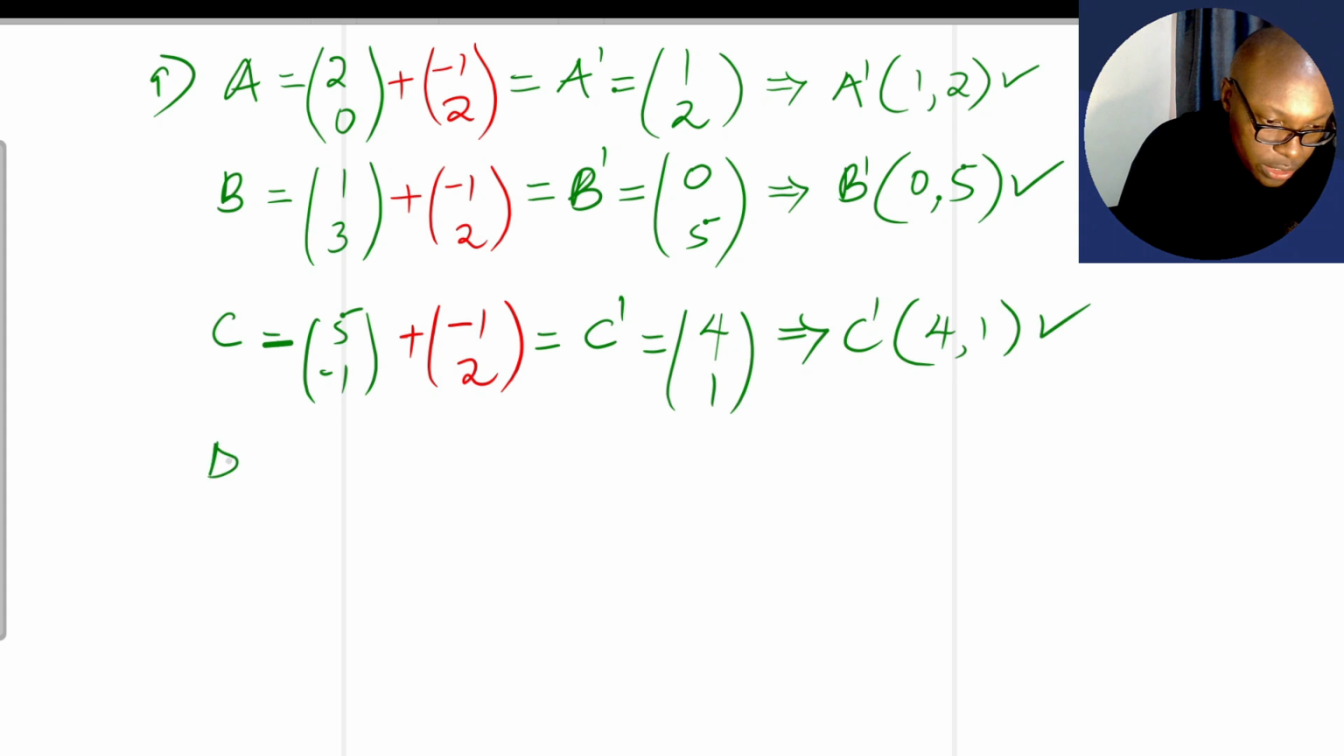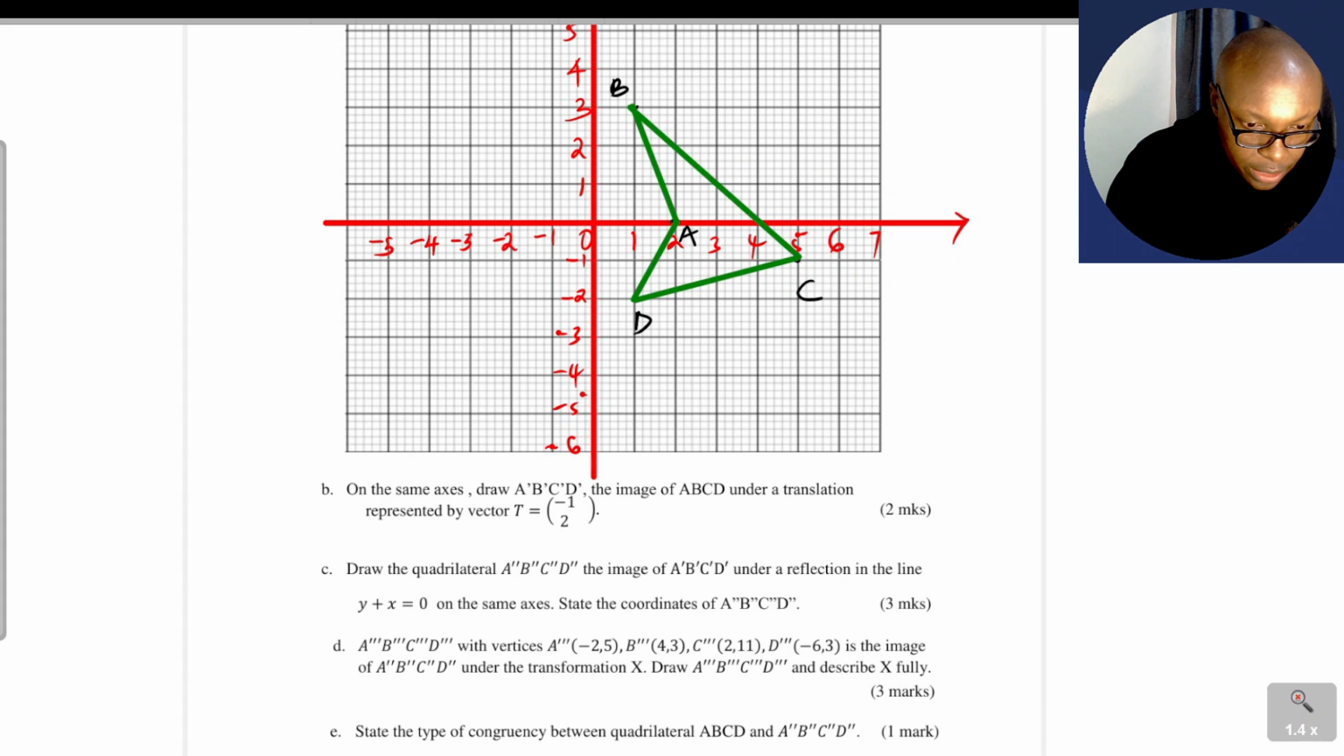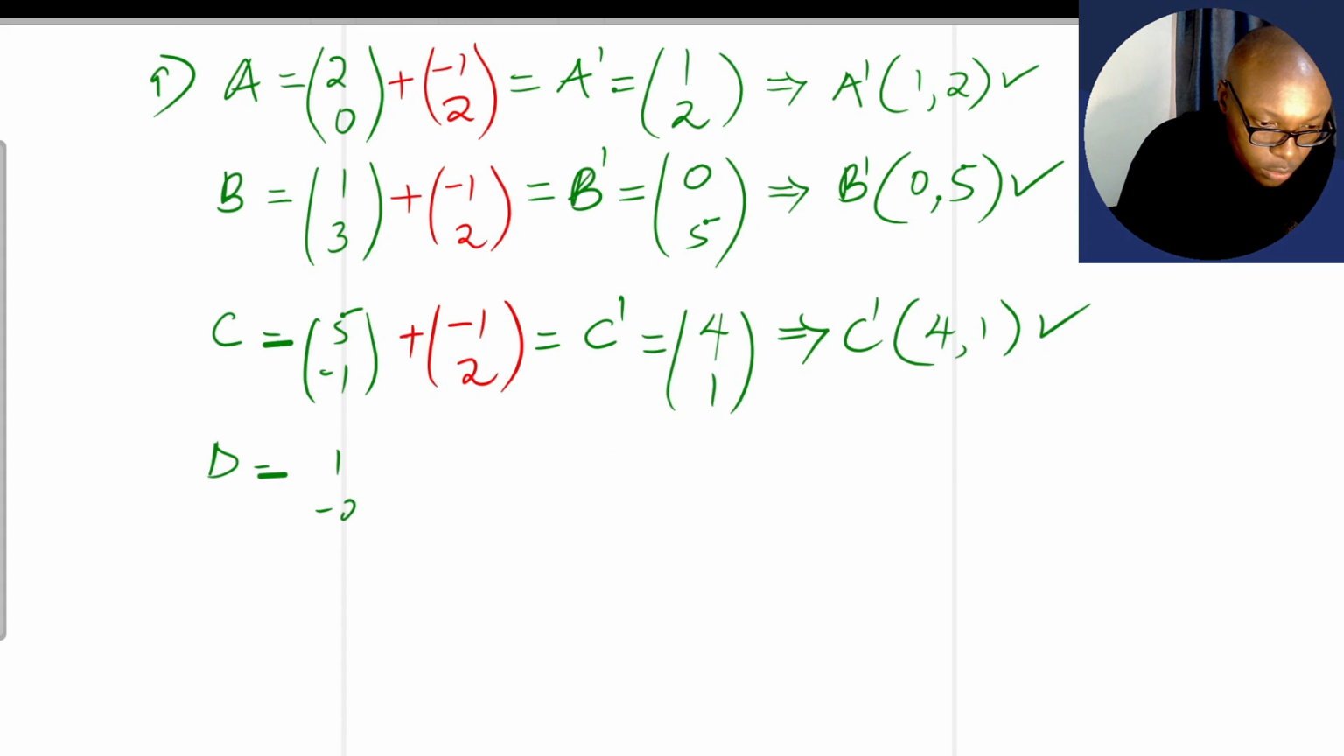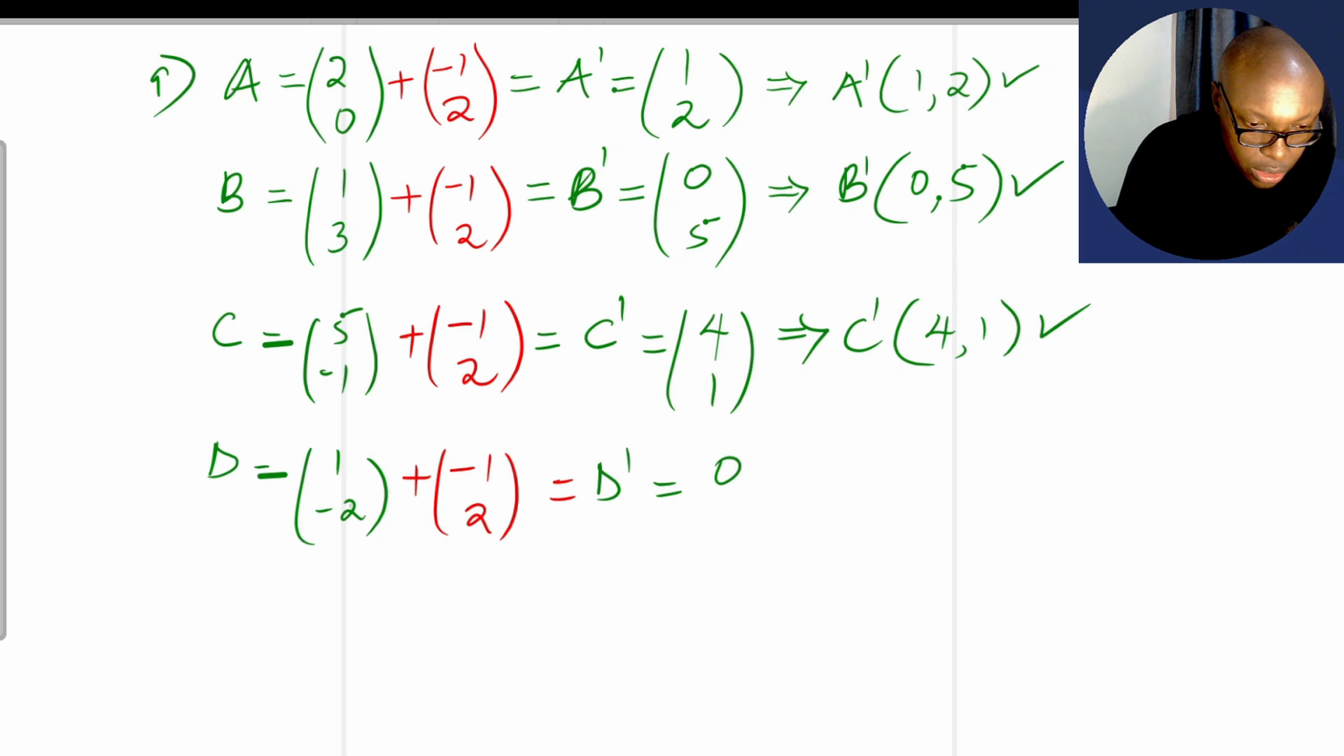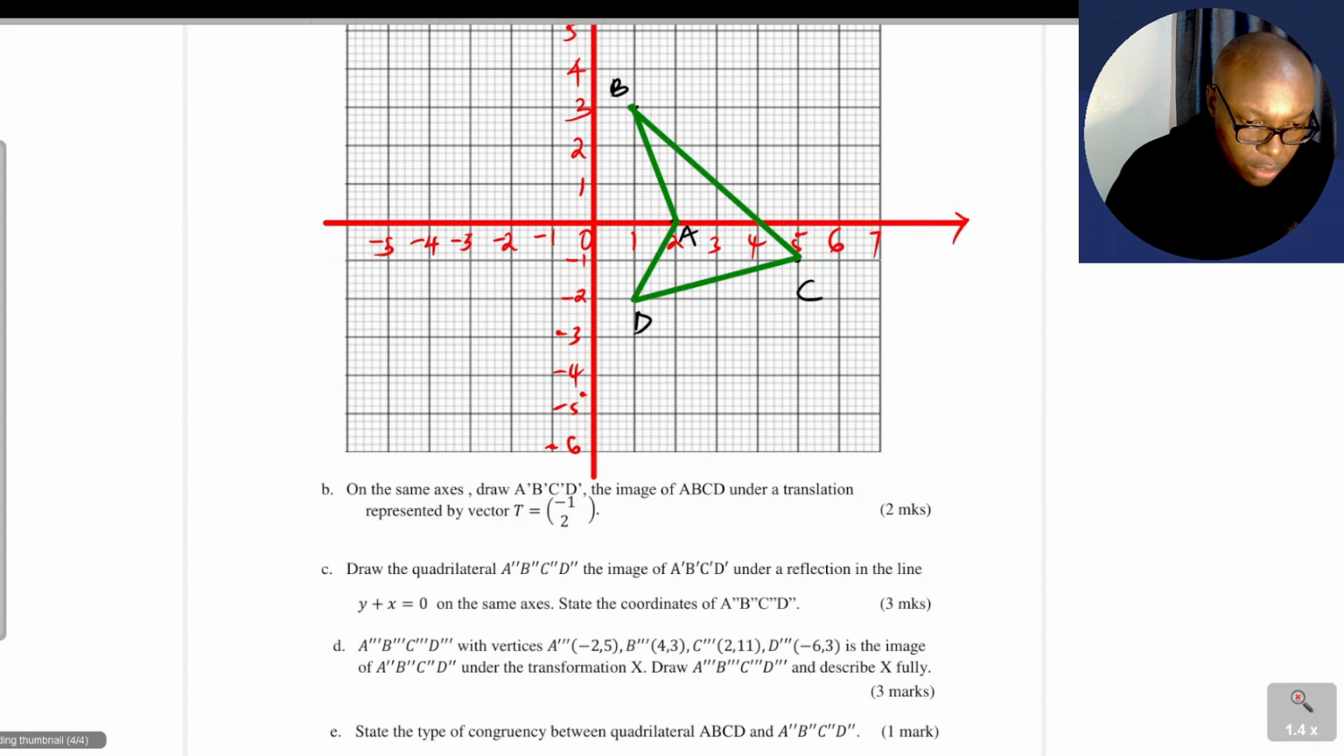Then you go to D. Coordinates of D, 1, -2. Translate that point and you will get D prime to be given by 1 plus -1 will give 0. -2 plus 2, you get 0. So the coordinates for D1 will be 0, 0. So that is how you work out that part.